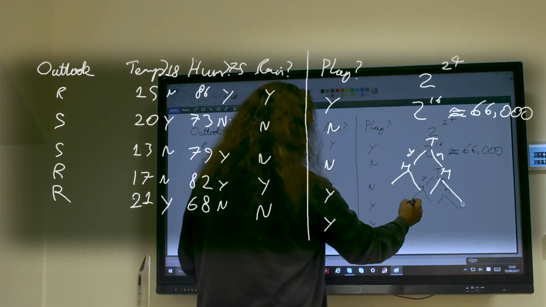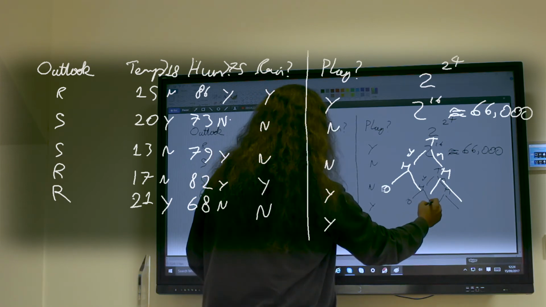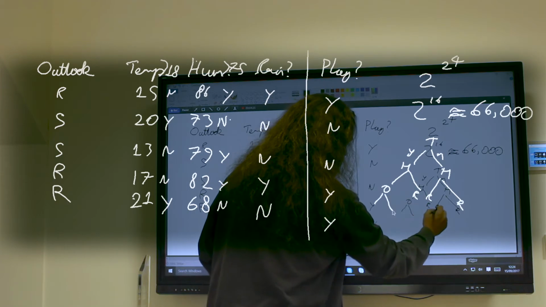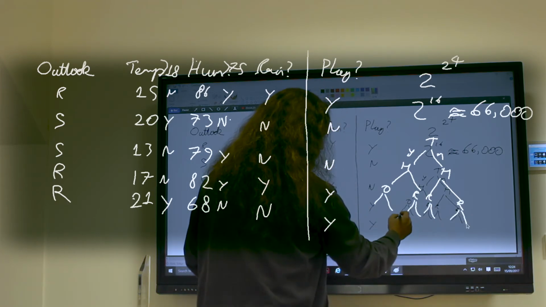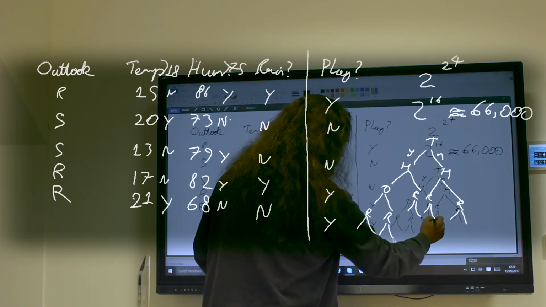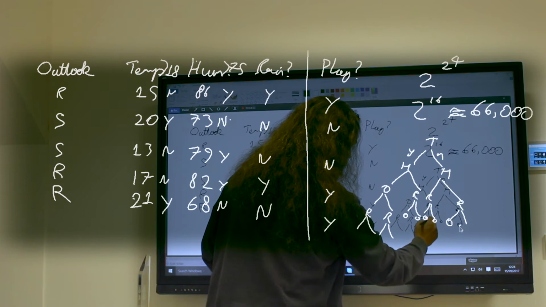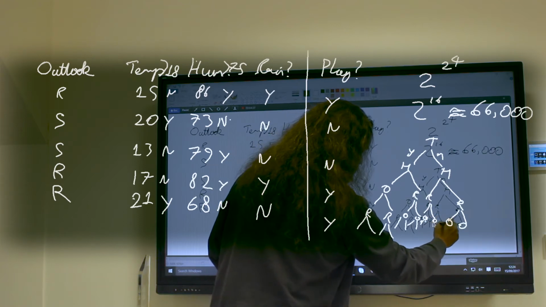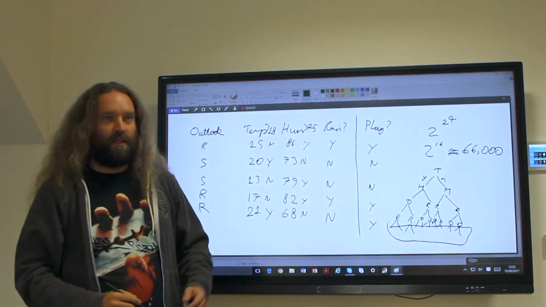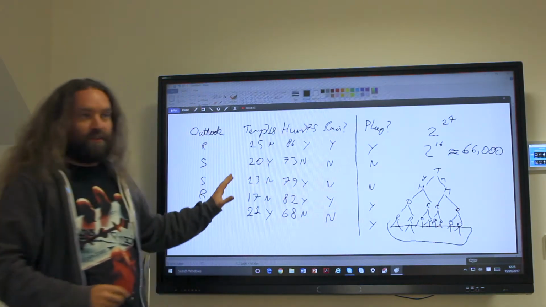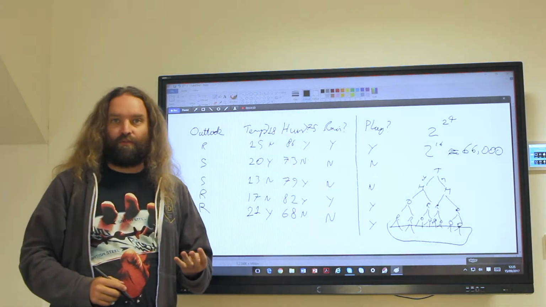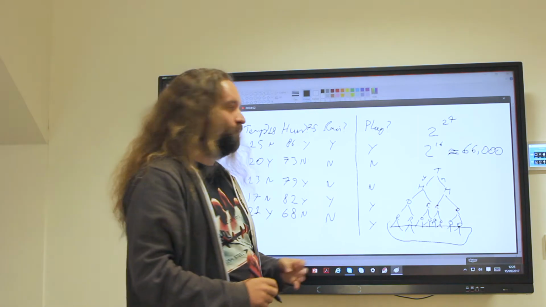Then down here I might want to ask about the outlook, and over here I might want to ask about the rain, over here the rain, and over here the rain. And then obviously over here I need to ask about the rain, because that's the one remaining property, and there I need to ask about the outlook. And then each of these is a yes or no answer. And there are 66,000 of those for my very simple question. Here are 4 pieces of information about the weather. Do I go and play golf?